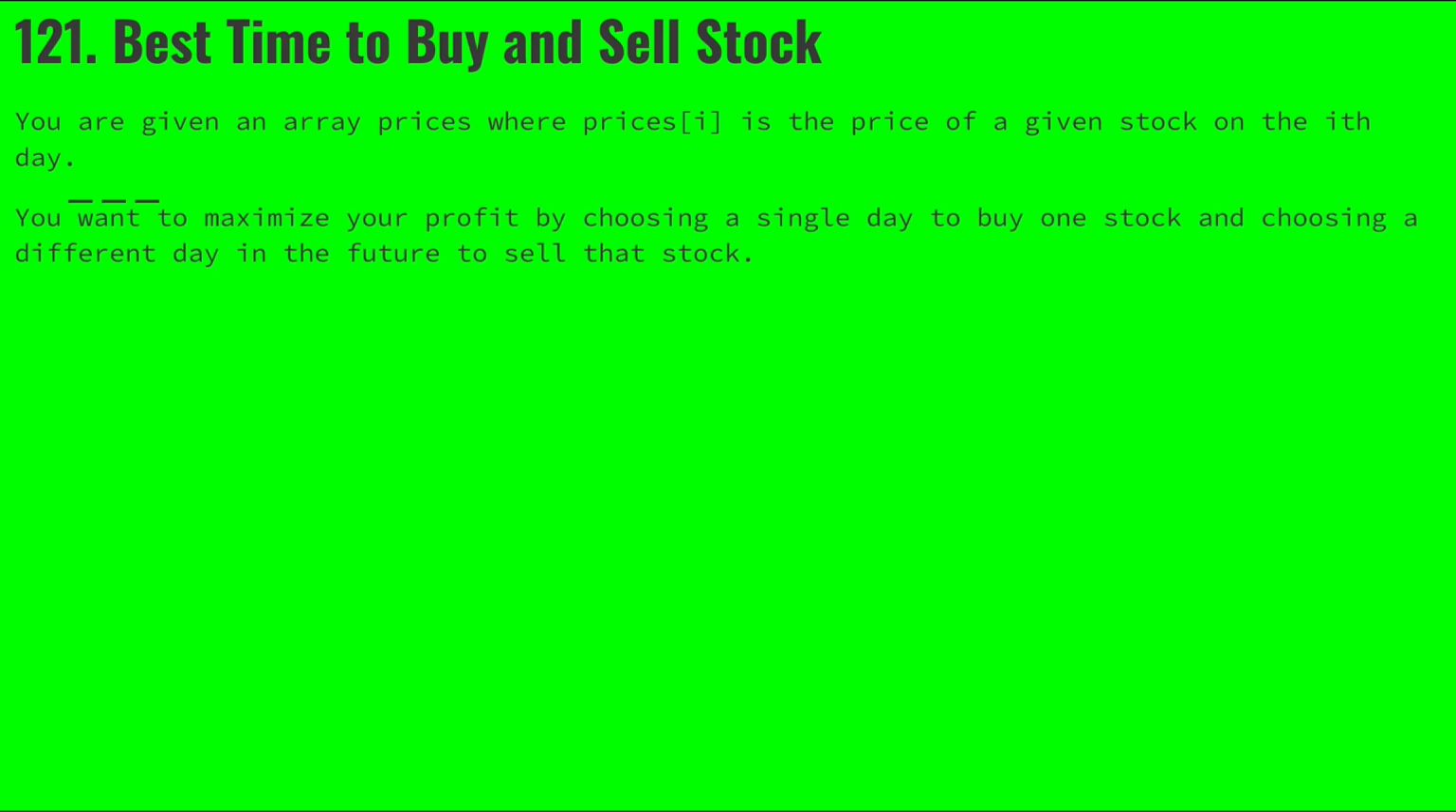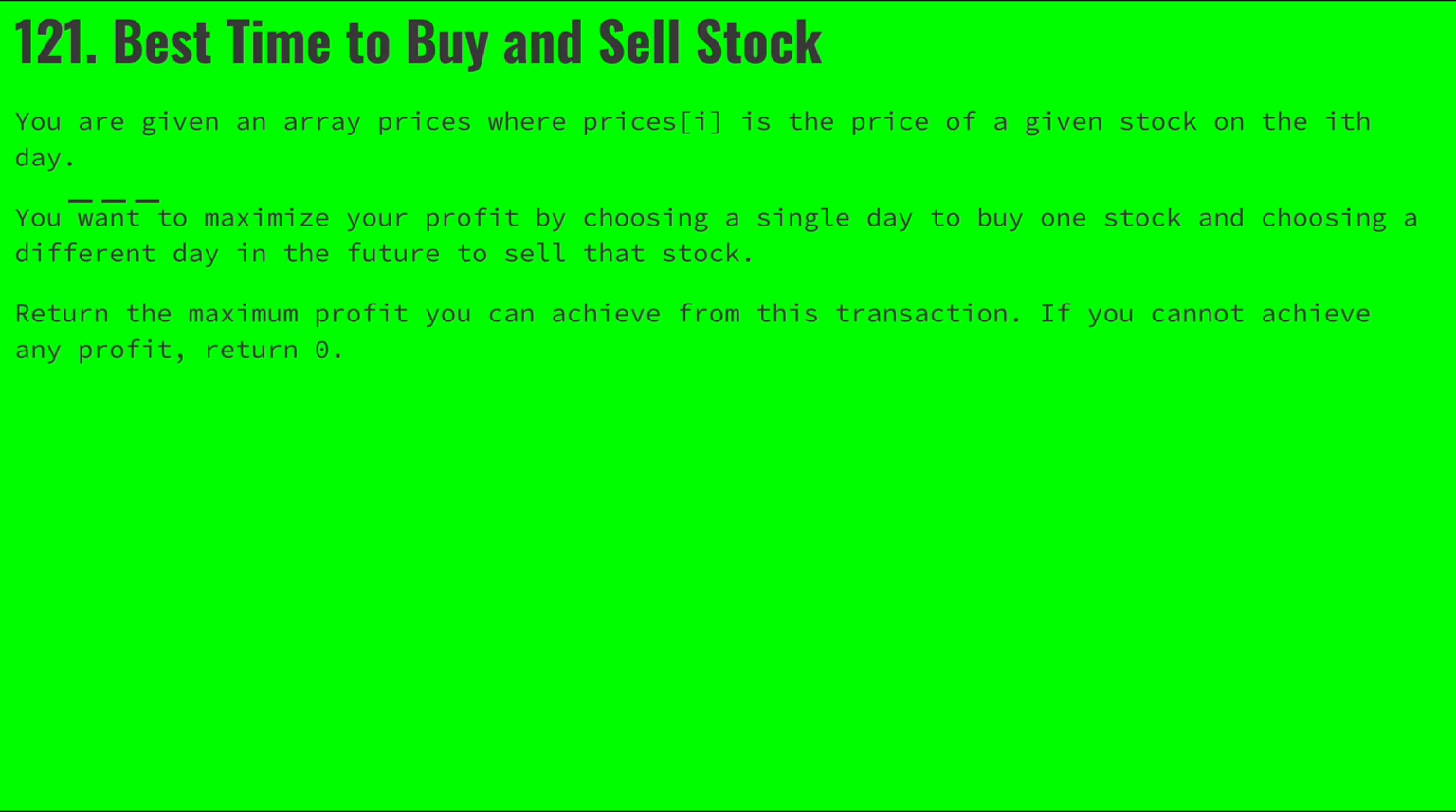Okay, so the problem statement is saying: best time to buy and sell stock. You are given an array prices where prices[i] is the price of a given stock on the ith day. You want to maximize your profit by choosing a single day to buy a stock and choosing a different day in the future to sell that stock. Return the maximum profit you can achieve from this transaction. If you cannot achieve any profit, return 0.